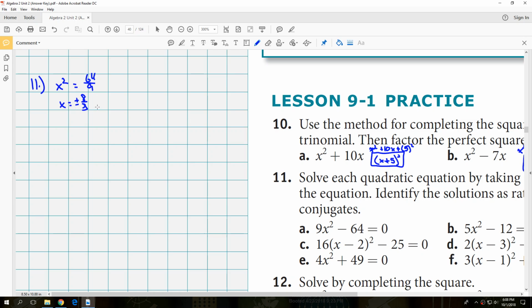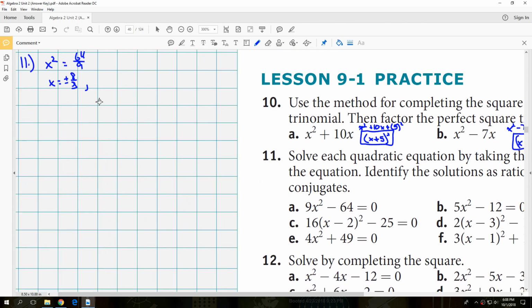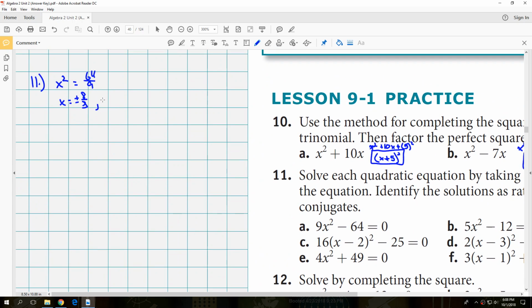Okay, and in this case, what do they want us to say? Whether it's rational, irrational, or complex conjugates. So these are rational numbers. Rational solutions, because rational numbers can be written as a whole number divided by another whole number. And that was 11a. So let's go ahead and do 11b now.